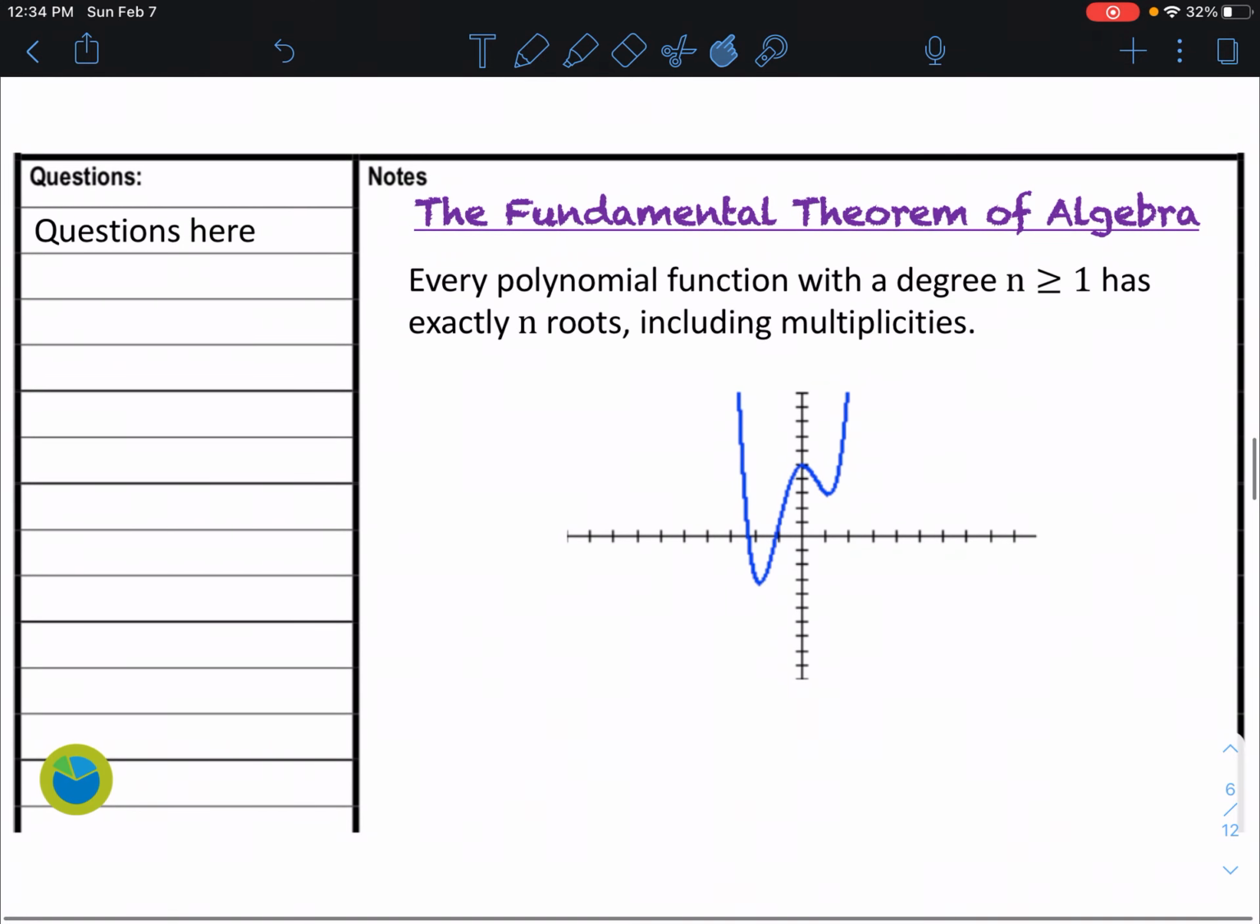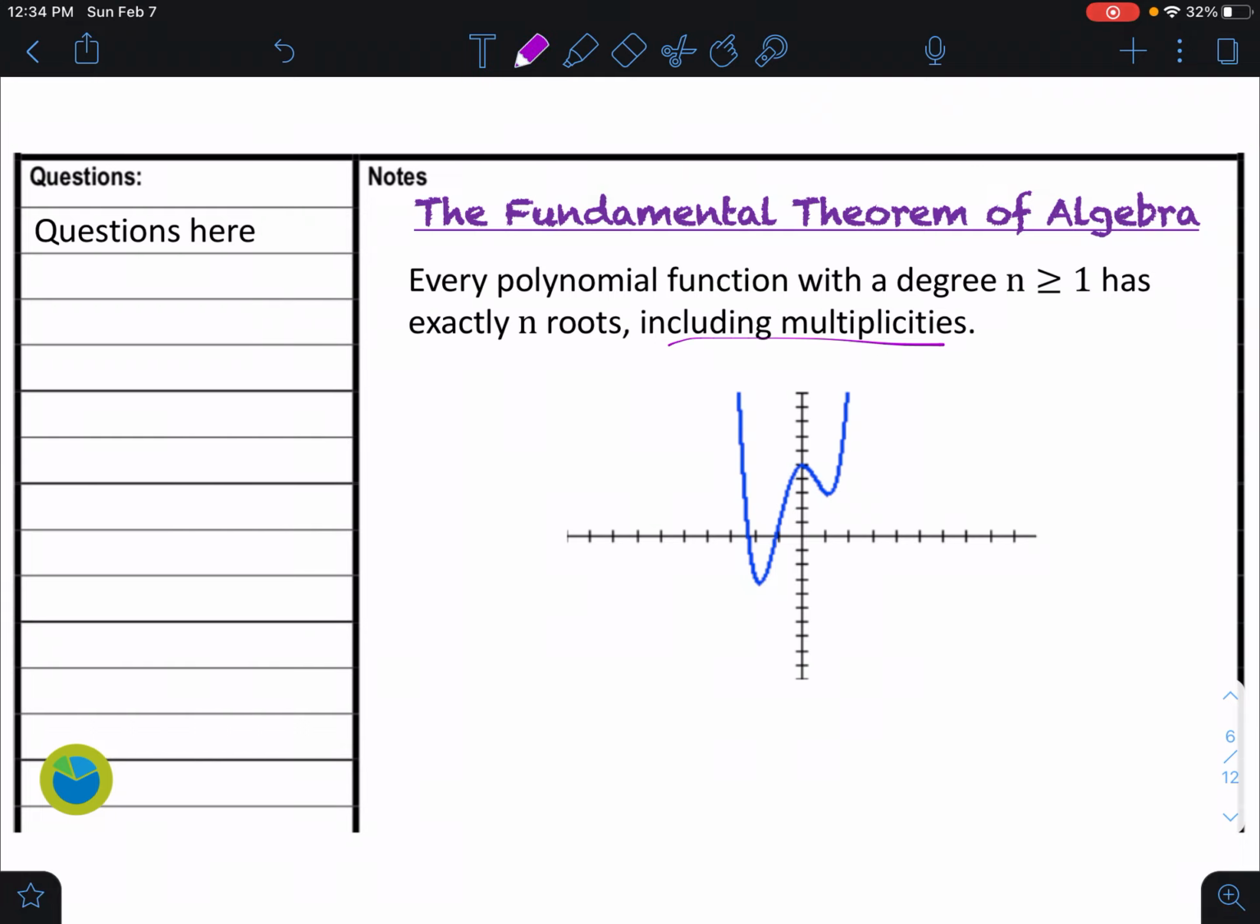All right, one really important thing, the fundamental theorem of algebra, is that every polynomial function with a degree of 1 or bigger has exactly as many roots as its degree. So if the polynomial has a degree of 4, then it has to have exactly 4 roots. If it has a degree of 7, then it must have 7 roots. And this is including multiplicities, which we'll talk about in a moment.